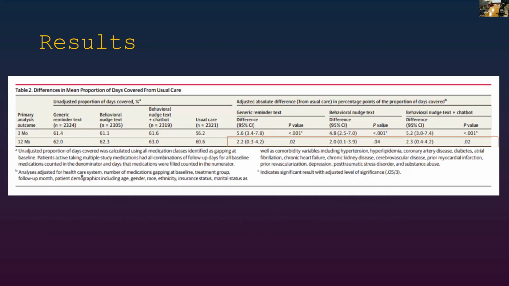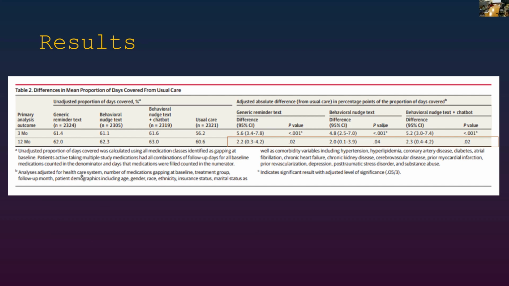So looking at the results, here we see the unadjusted proportion of days covered. They have mentioned it for 3 months and for 12 months. At 12 months, for the usual care arm, it was around 60%, whereas for the generic text message it was 62.3 and 63. The difference that they wanted was 10%. They had not really reached that difference of 10%. The difference they had was only 2.2%.